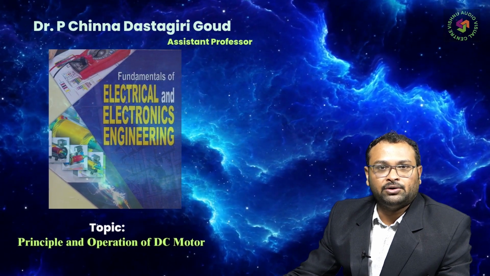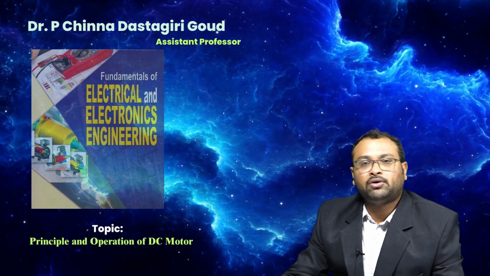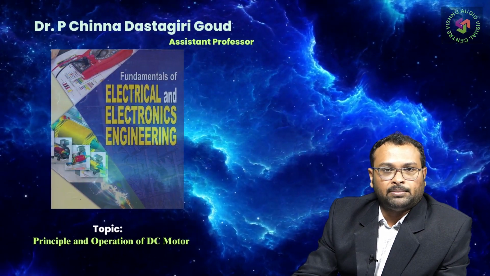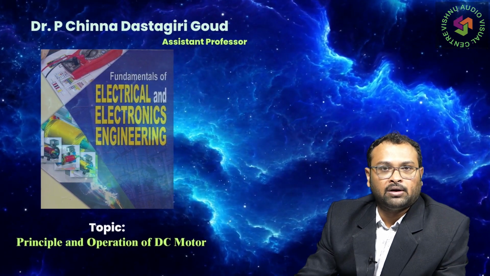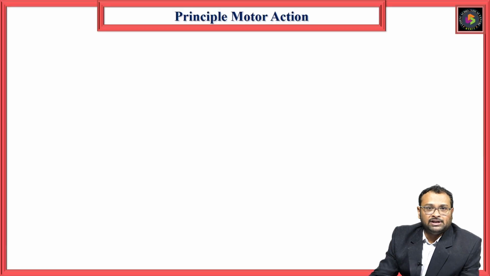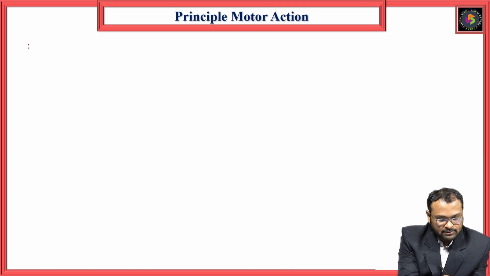So today we are going to discuss the topic Principle and Operation of DC Motor. Before going to the principle and operation of DC motor, we have to know a little bit of basics about what the motor action is and how we find the motor direction. Previously we saw the construction of a DC machine. Either a generator or a motor, it has the same construction. We discussed it and we saw the operation and principle of the DC generator. So today we are going to see the principle of motor action. Before going into the topic, we will see some basics.